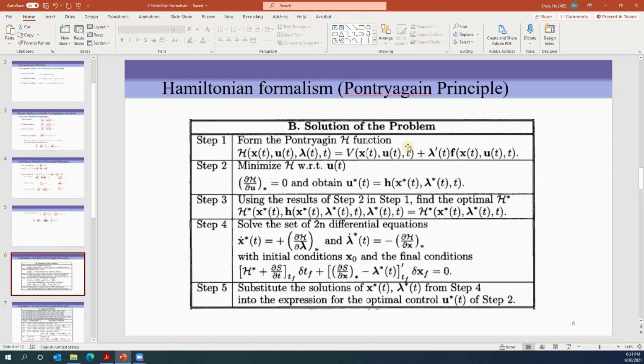So I summarized the procedure for how we solve the optimal control problem by using the Hamiltonian. The first step is to form the Hamiltonian. The Hamiltonian is equal to V plus lambda transpose times F. The second step is to find the optimal control. Partial H over partial U is equal to 0. It's very likely that you're going to find a relationship between the optimal control and the states and the co-state. Eventually, you want to find the optimal control at the time t, right?